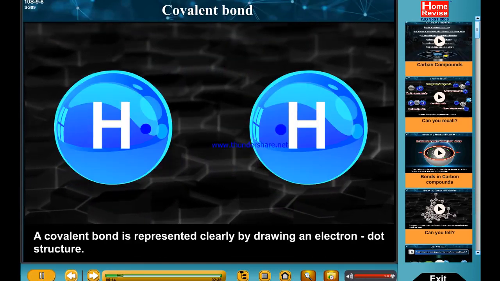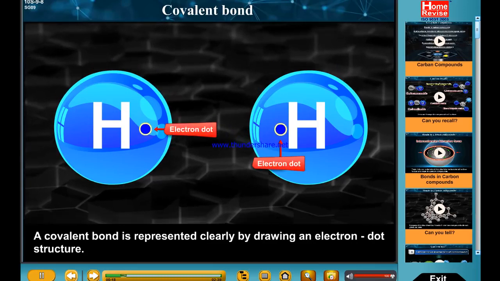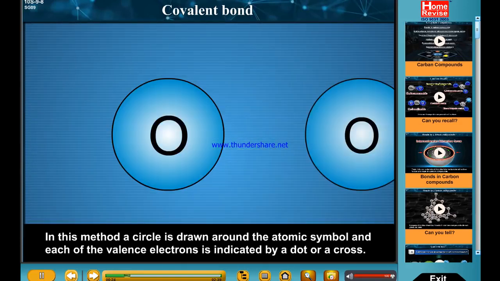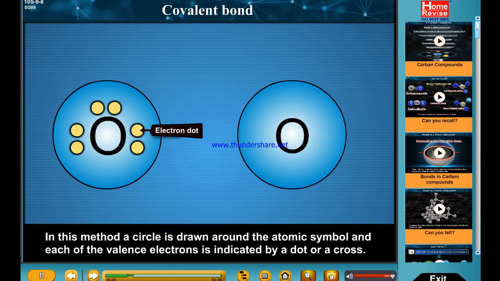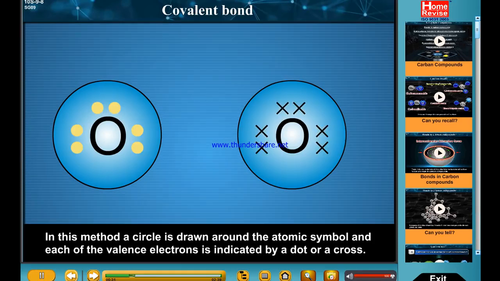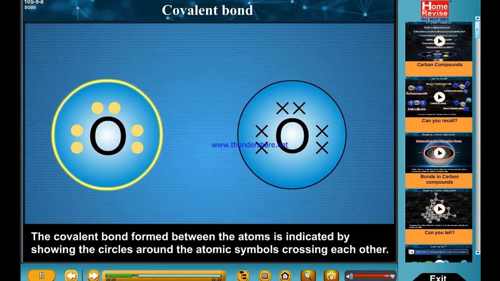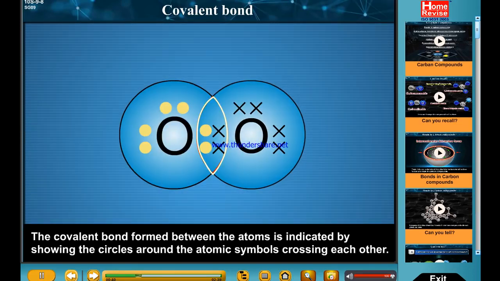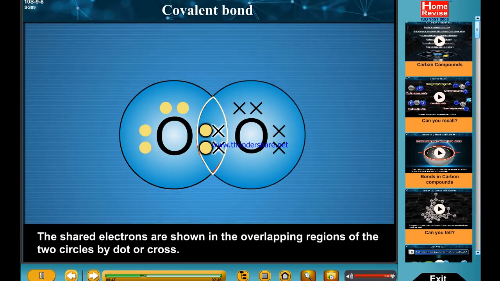A covalent bond is represented clearly by drawing an electron dot structure. In this method, a circle is drawn around the atomic symbol and each of the valence electrons is indicated by a dot or a cross. The covalent bond formed between the atoms is indicated by showing the circles around the atomic symbols crossing each other. The shared electrons are shown in the overlapping regions of the two circles by dot or cross.